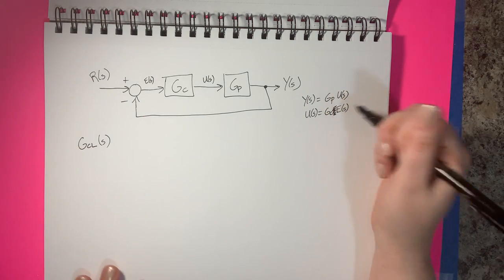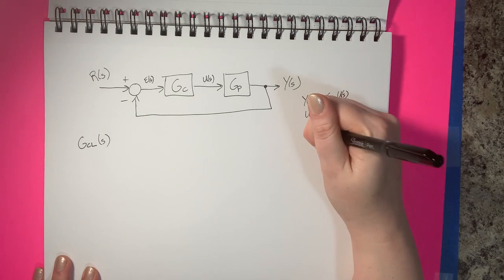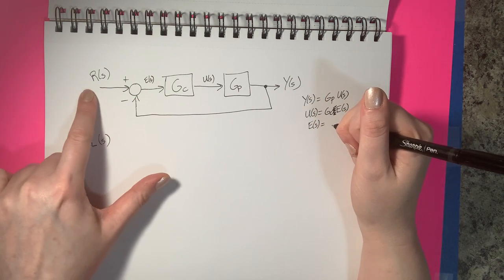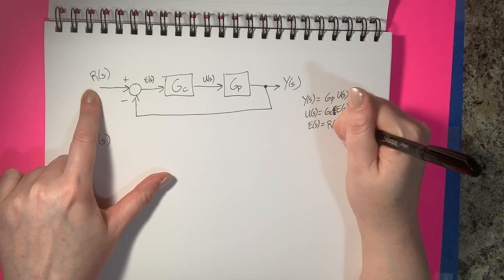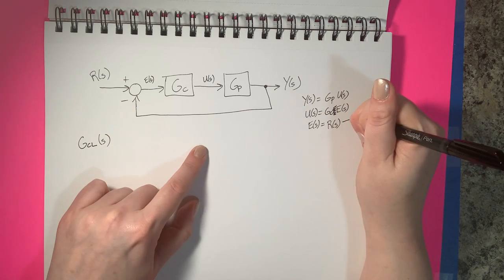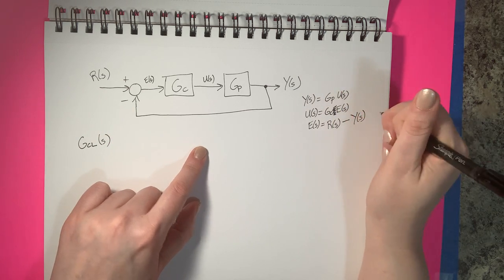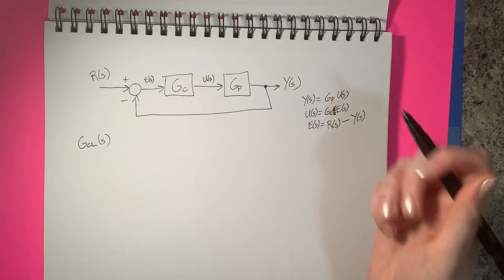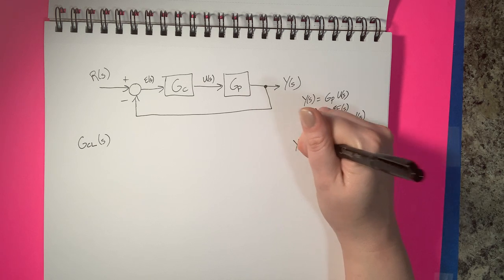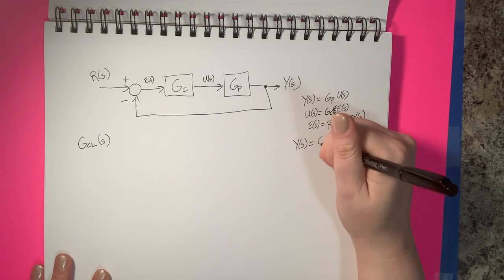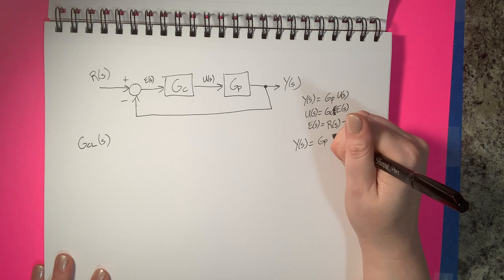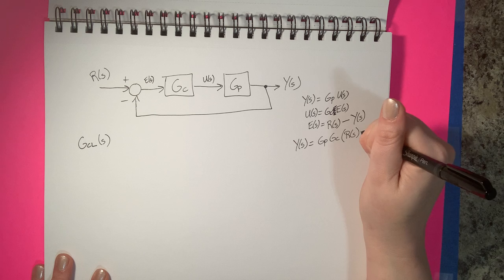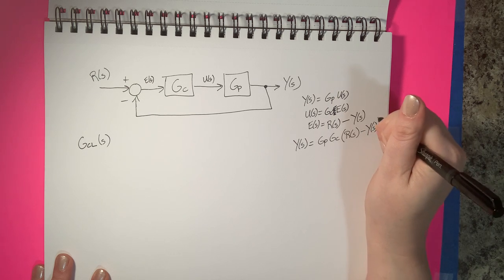And we don't have to use parentheses here. E of S equals the output of this summing junction, and it is the summation of R of S with the subtraction of the feedback. So it's negative feedback, okay? So we now have all the equations for this system. We combine them, we get Y of S equals GP GC R of S, and I'm just making that substitution real quick.